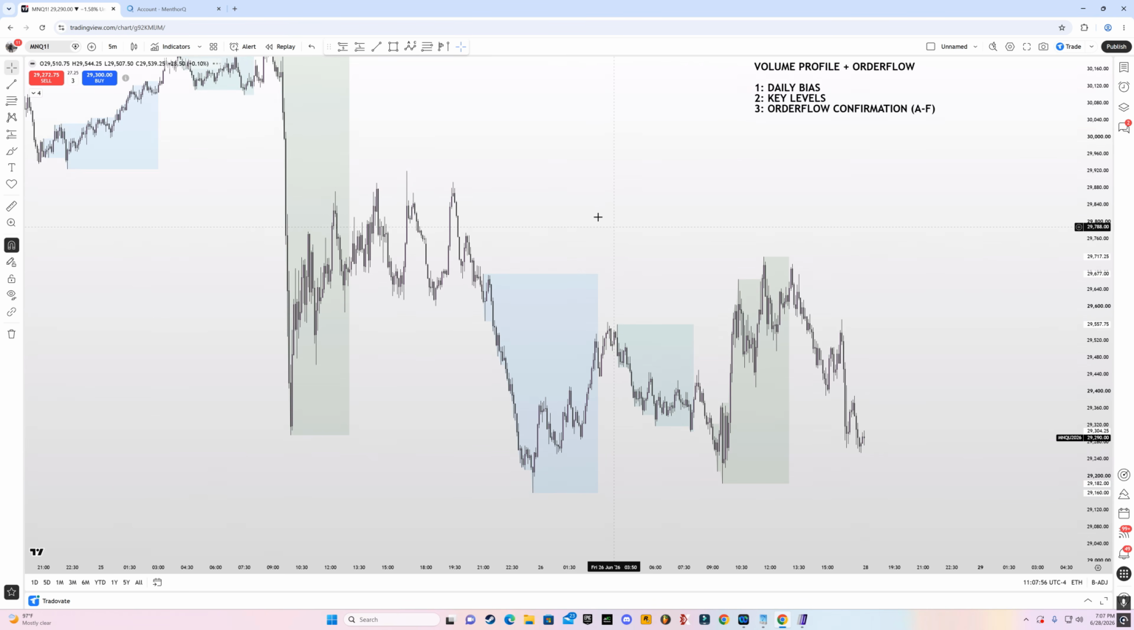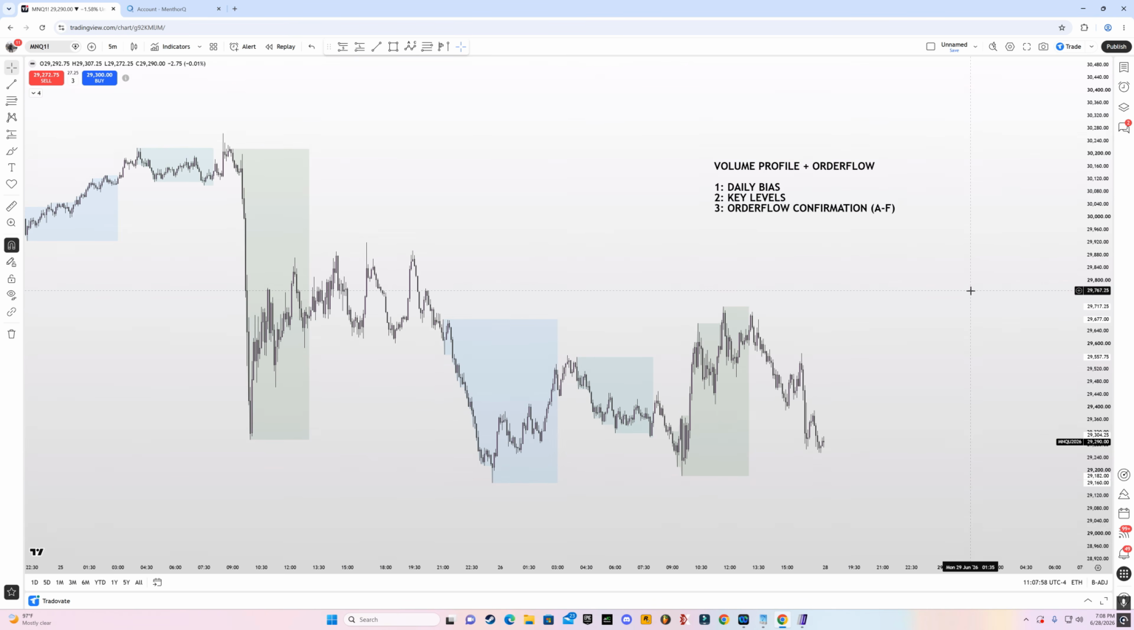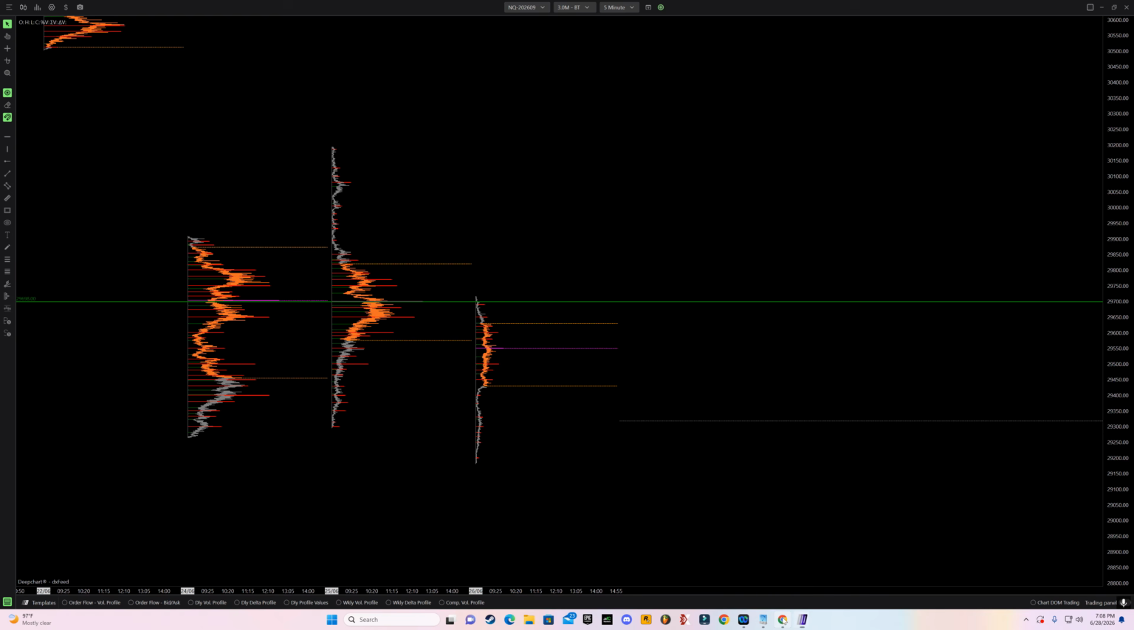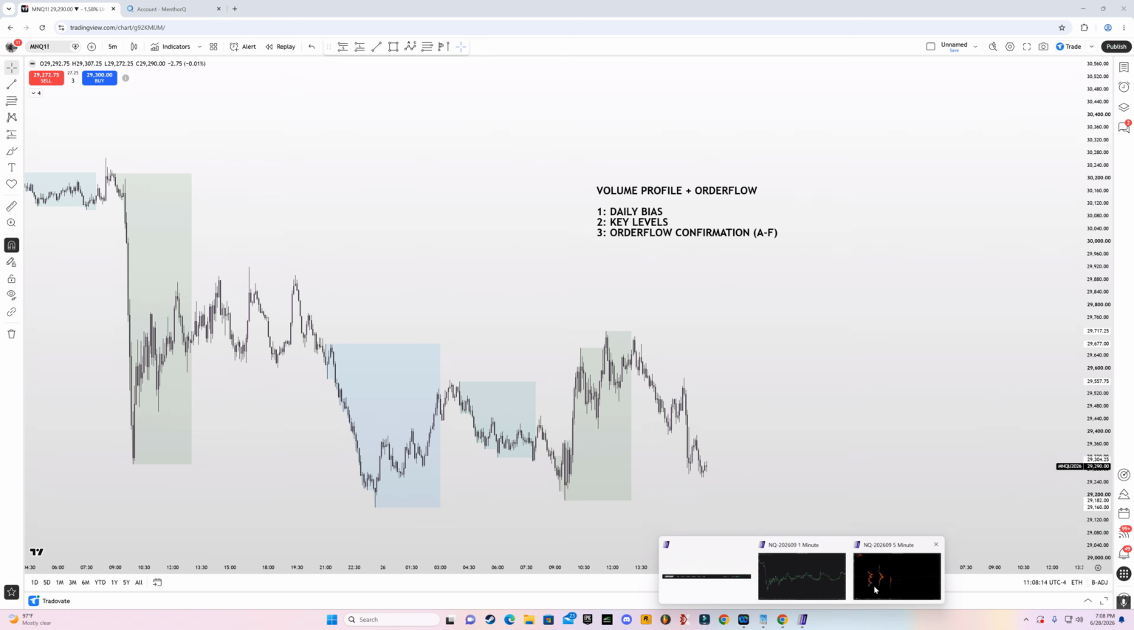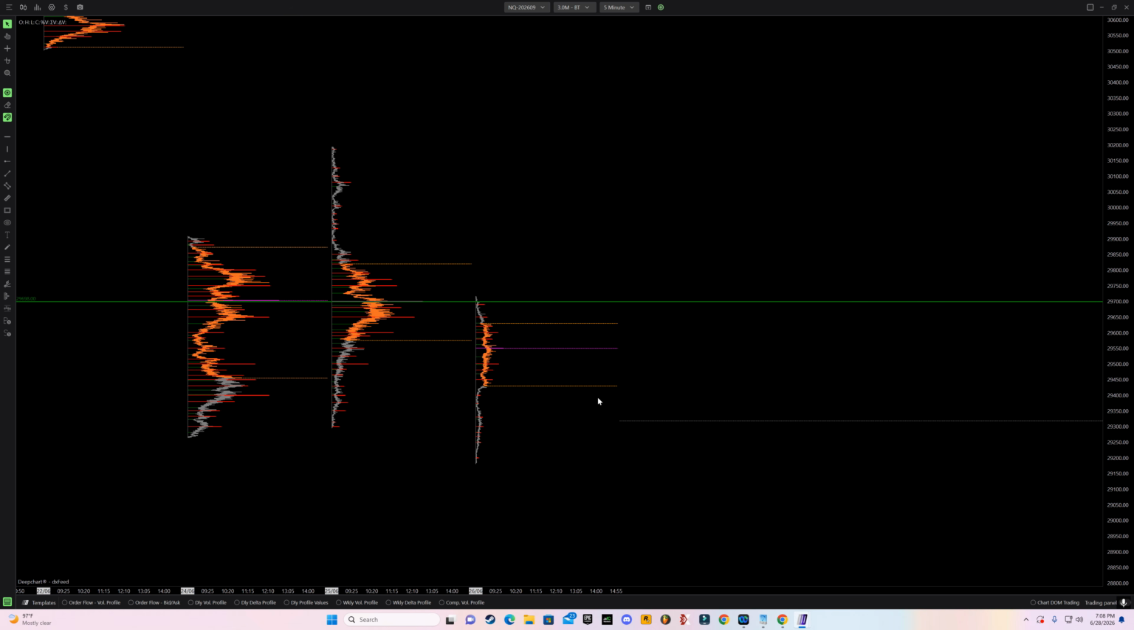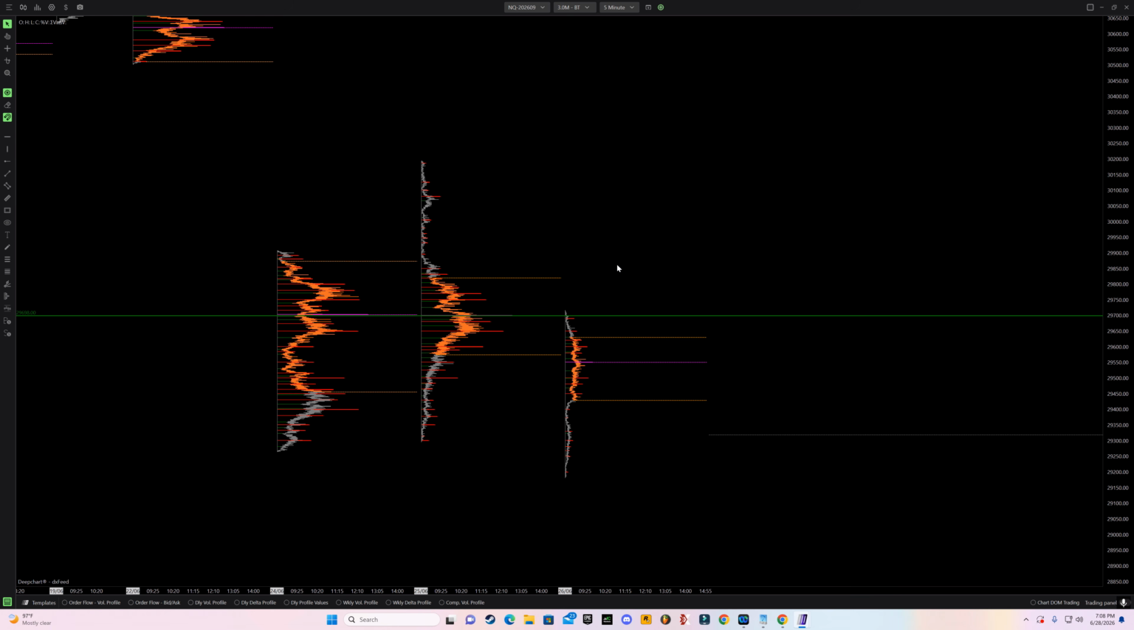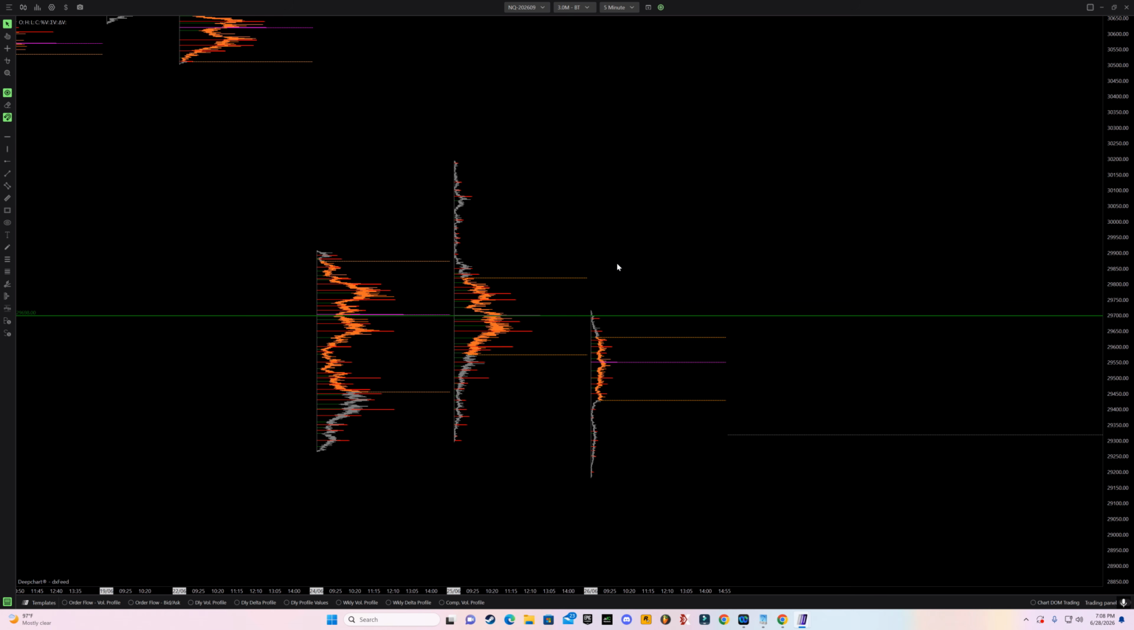Now, you can use this technique on TradingView itself. However, I would highly suggest that you get one of the order flow tools platforms out there. I personally use Deep Charts because it's very user friendly, okay? But you can use any other tool out there. I'm not affiliated with them.